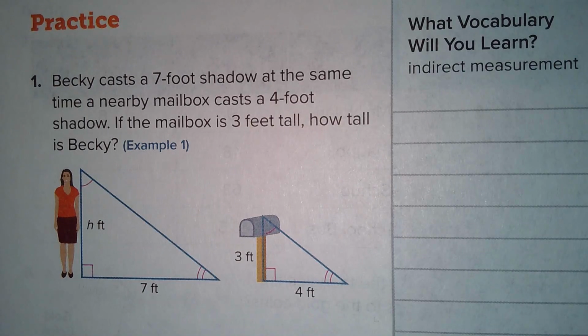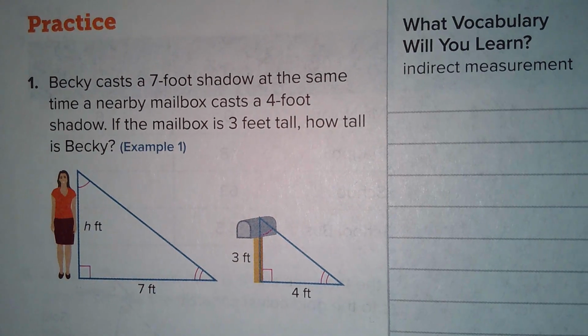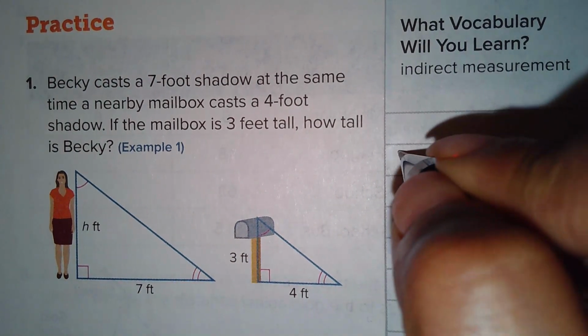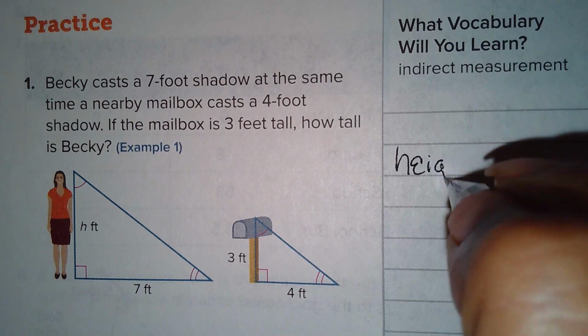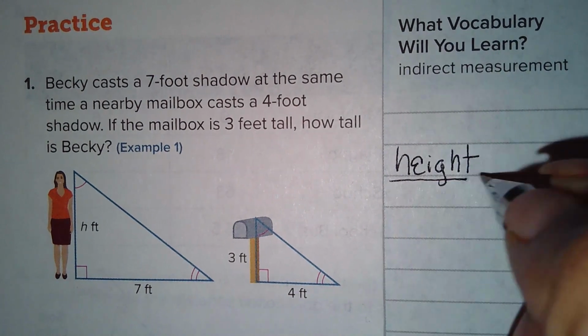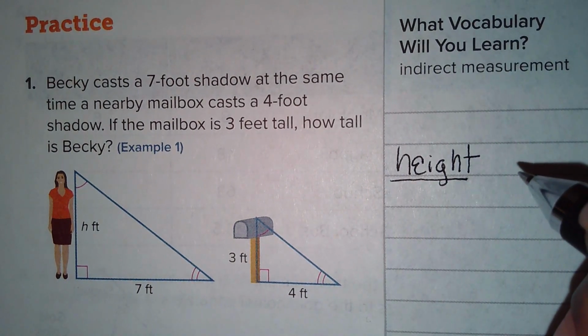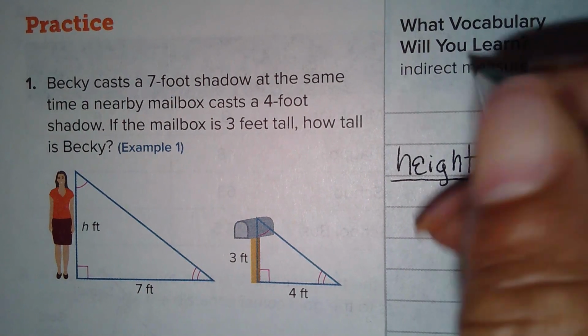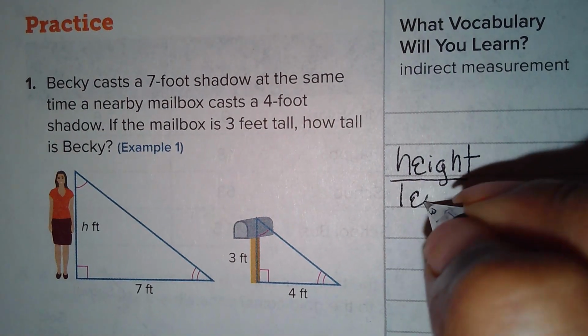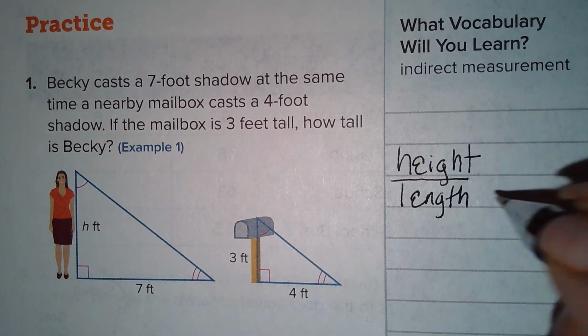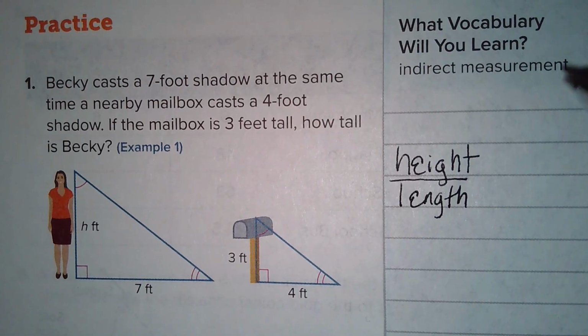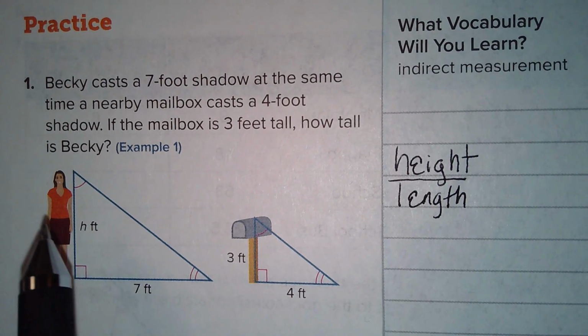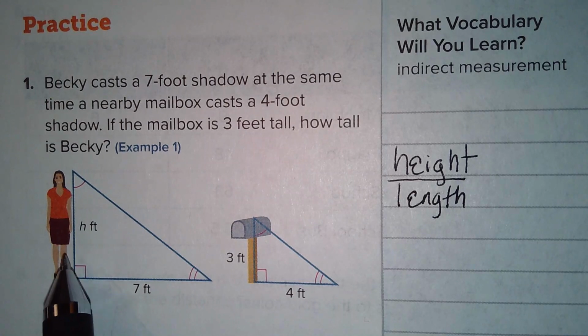All right, so we're going to set up our proportion. I'm going to do height over length. You have to be consistent with how you set up your proportion. So when I say height, you're doing the height from this first one, and then so I'll have H.